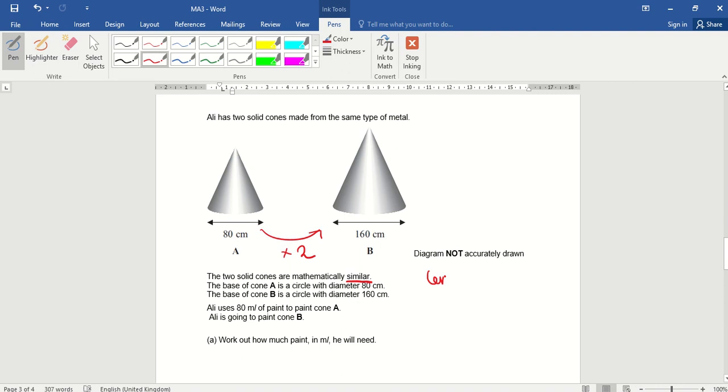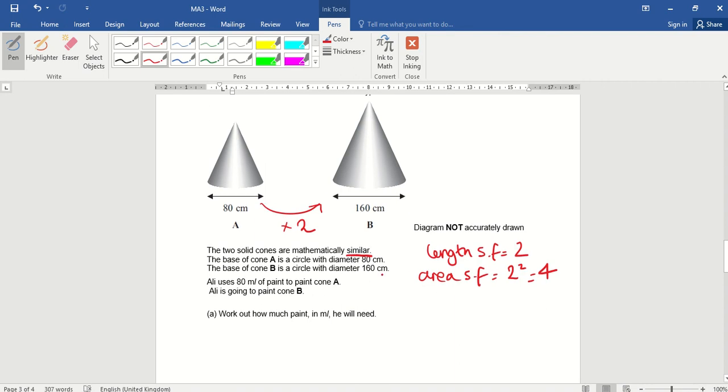Now remember, the length scale factor is 2. That means that the area scale factor is going to be 2 squared, which is 4. So to find out how much paint he's going to need, because paint covers the surface area of the cone, the space on the outside, the amount of paint you use is proportional to the surface area of the cone. So we are looking at area, we need the area scale factor.